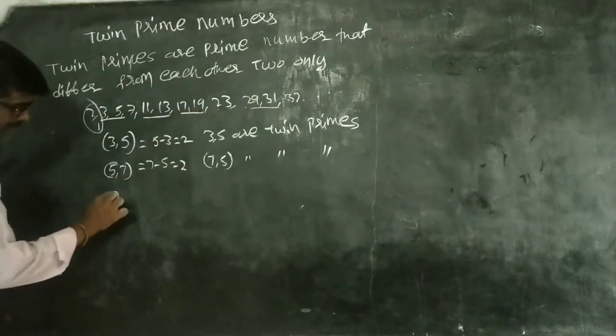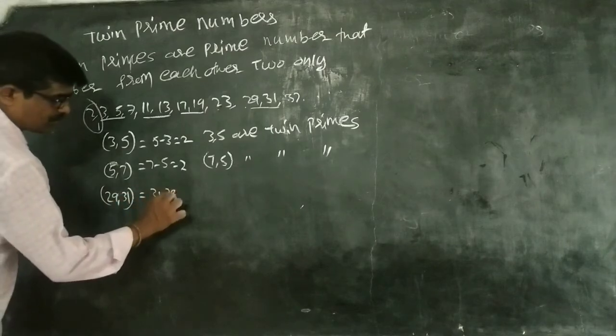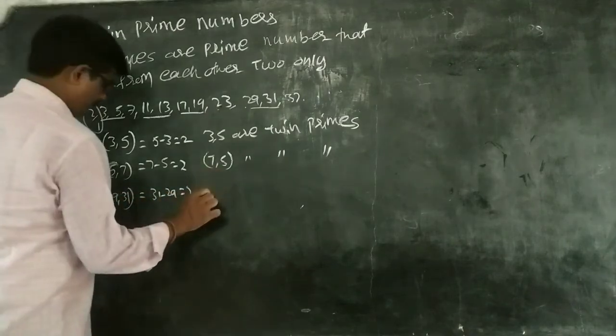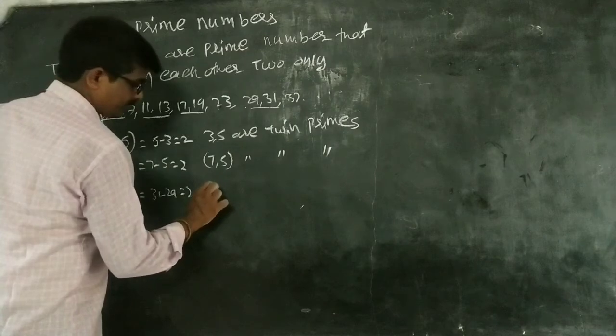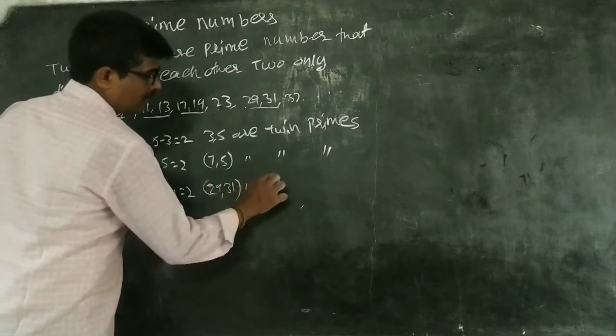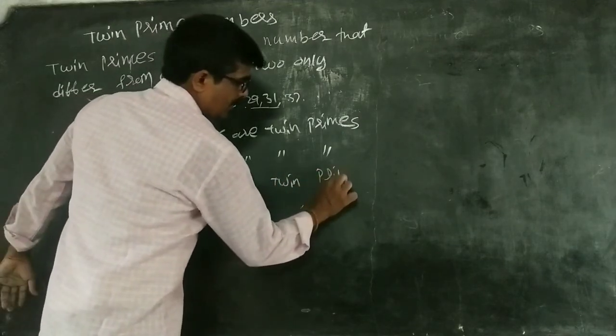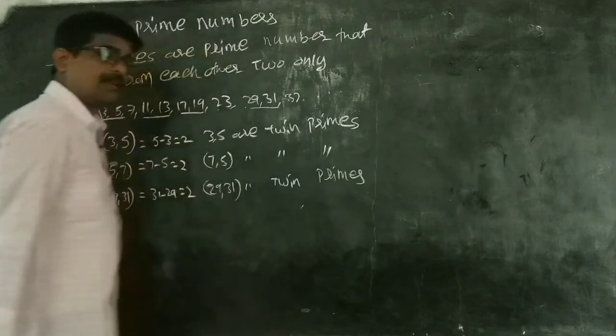So for example, again 29 and 31: 31 minus 29 is equal to 2. Therefore 29 and 31 are twin primes. Okay? Understand? Okay.